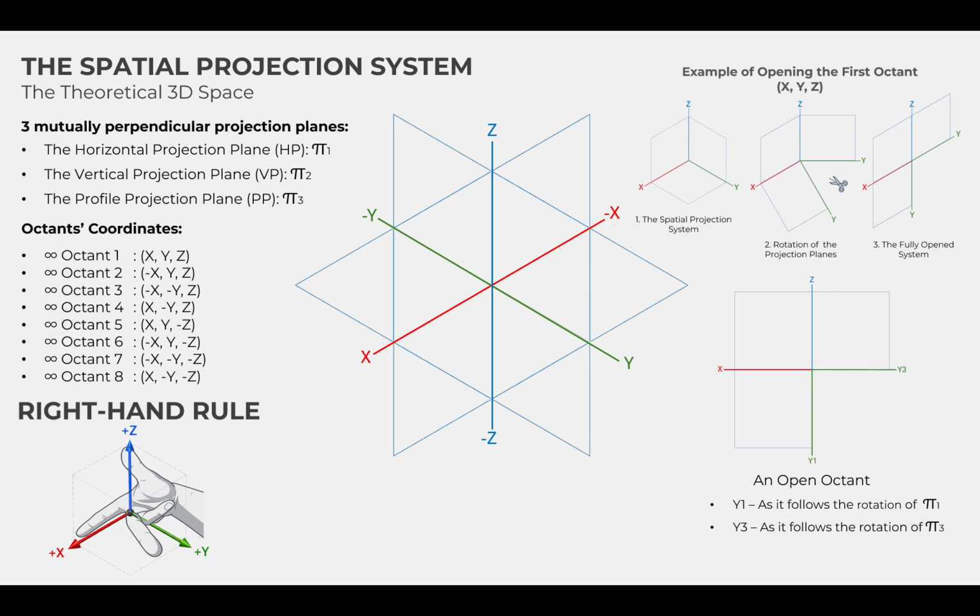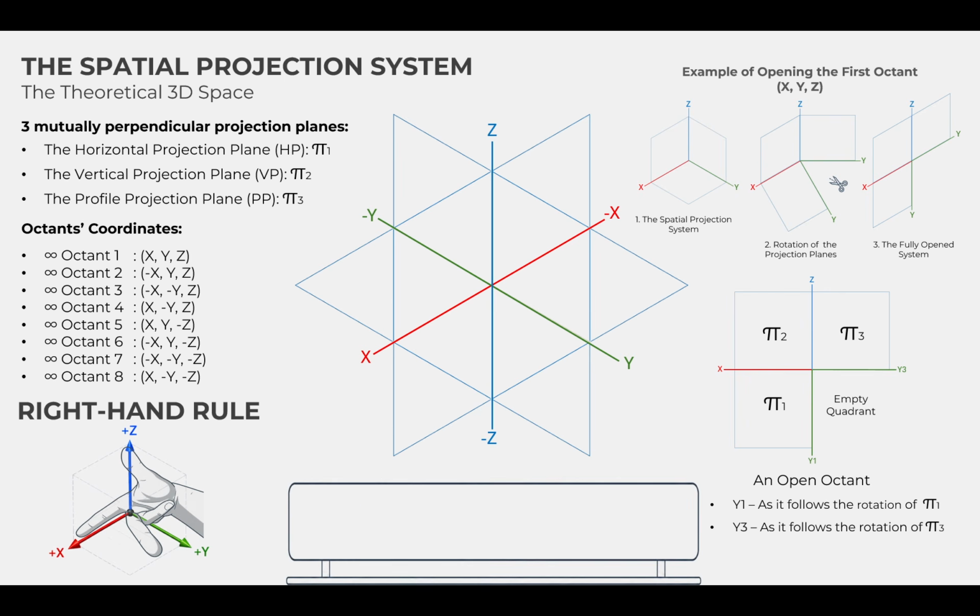Once the system is fully opened, 4 quadrants become visible. 3 of them correspond to the 3 projection planes, while the 4th is an empty quadrant, a region that does not represent a projection plane. Understanding this arrangement is essential. From this point onward, every projection we construct will be positioned within this system, and its location will carry precise spatial information.